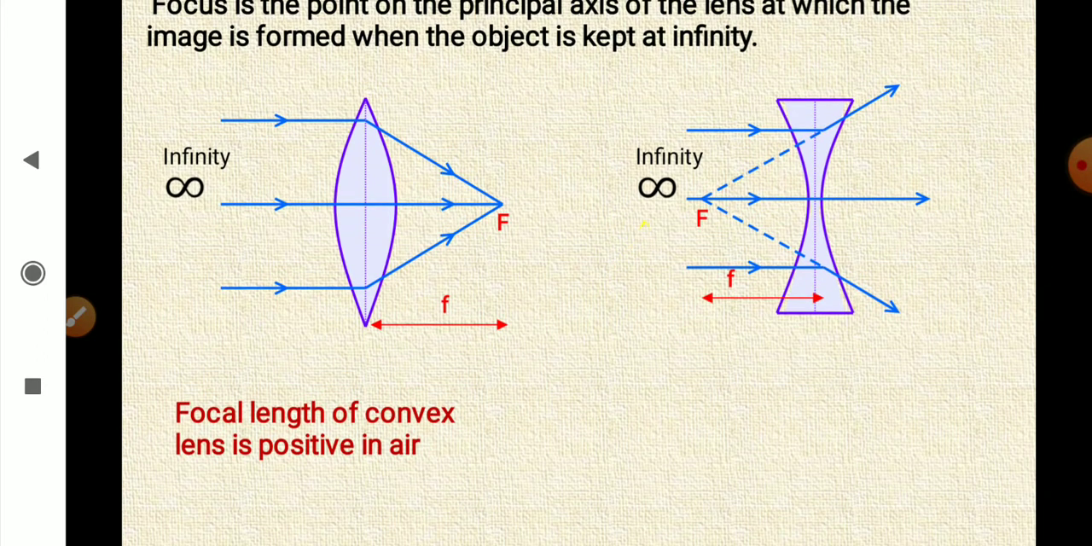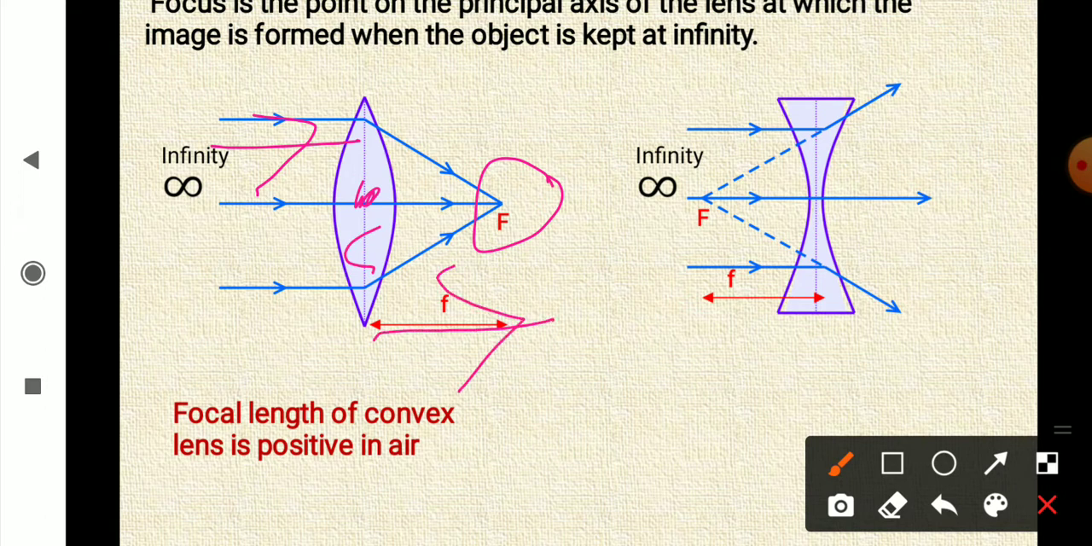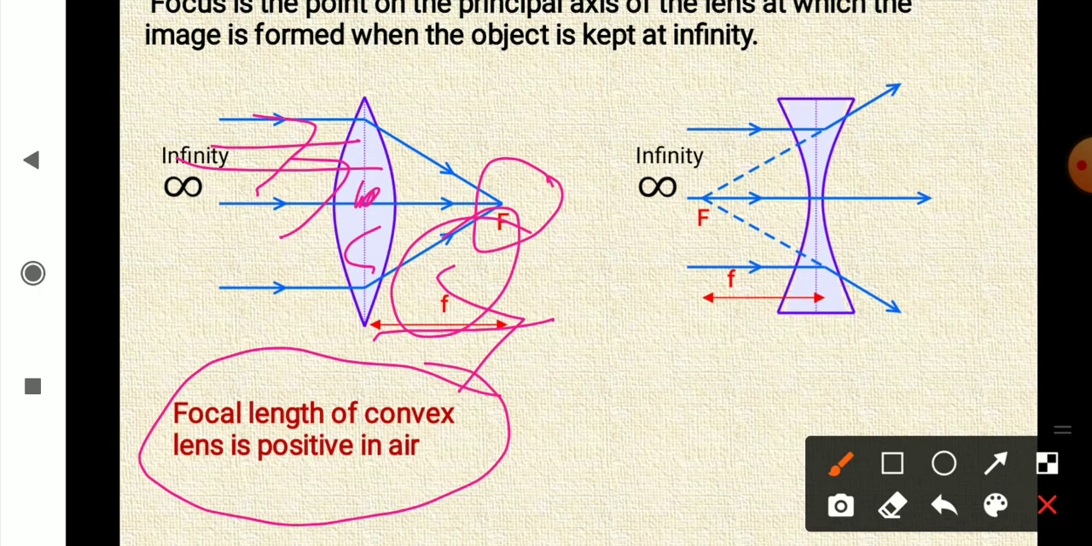Another important point, see, you know the sign convention, and this is the direction of incident ray. The focus is here, and we measure all the distances from the optic center. So here, look at it, the direction of measuring this focal length is along the direction of incident ray. So focal length is positive. So focal length of a convex lens is positive in air.